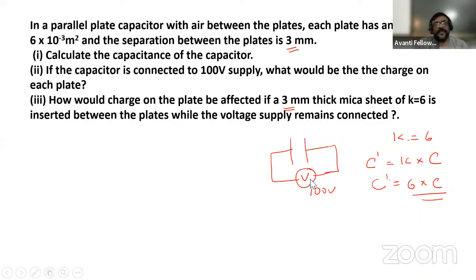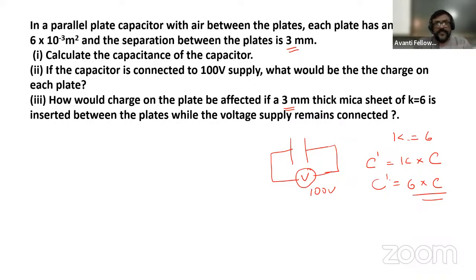Potential difference remains same, but capacitance has increased. At the same potential, the capacitance has increased. So how is it possible? When the potential remains same and the capacitance has increased, this system will be able to store more charges. So when keeping the voltage constant, that is the basic principle of the capacitor.